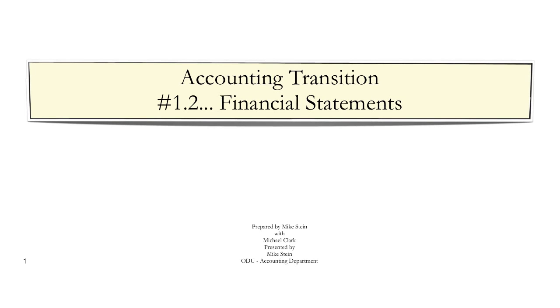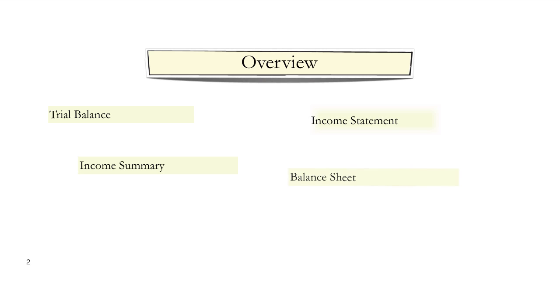In Screencast 1.2, we're going to clean up a few loose ends that we didn't quite get around to in Screencast 1.1 of the accounting transition. In particular, we're going to take a look at the trial balance, show how you can use the trial balance to prepare the income summary, then go from the income summary to the income statement, and then finally close the income statement to the balance sheet.